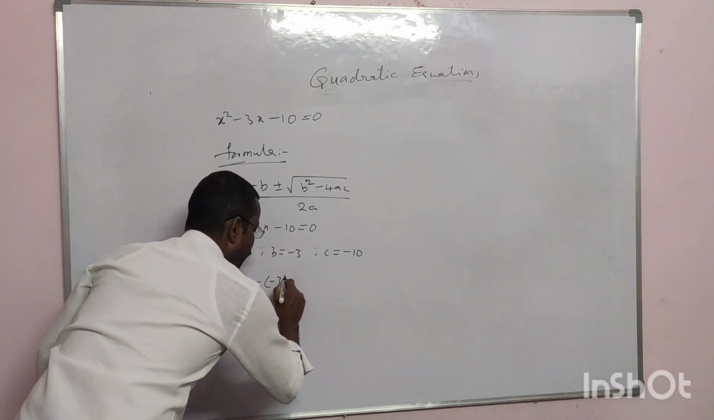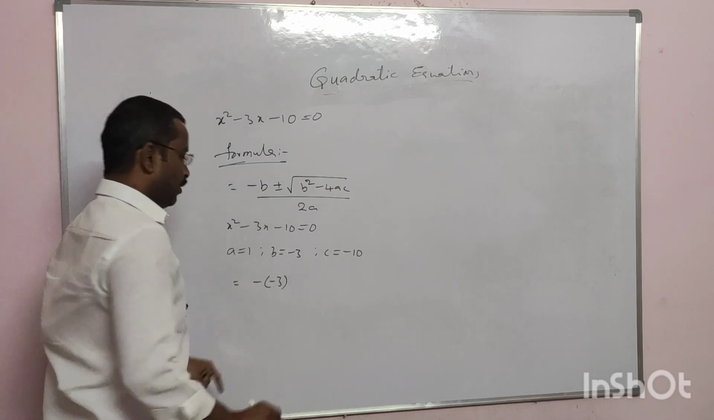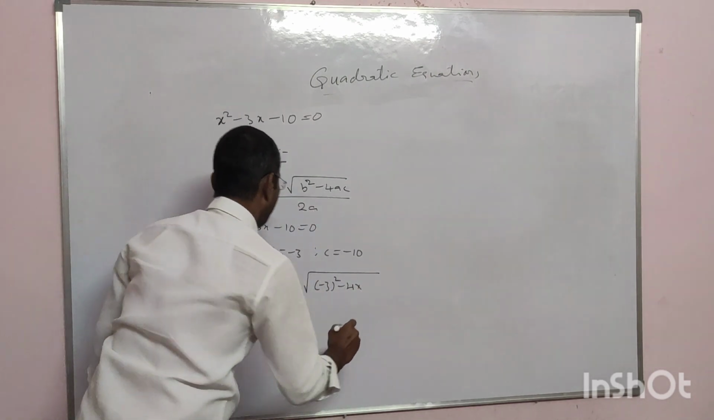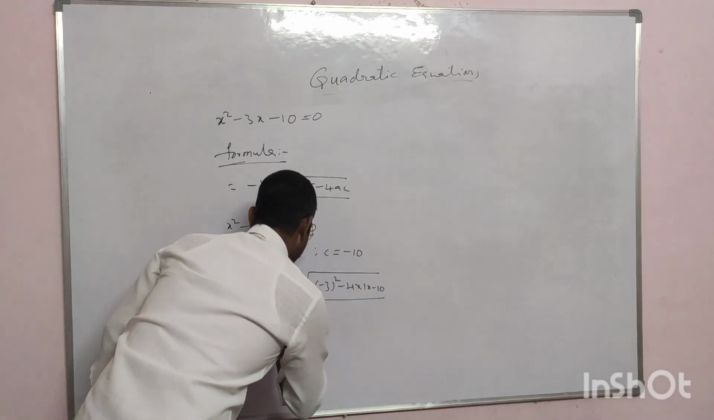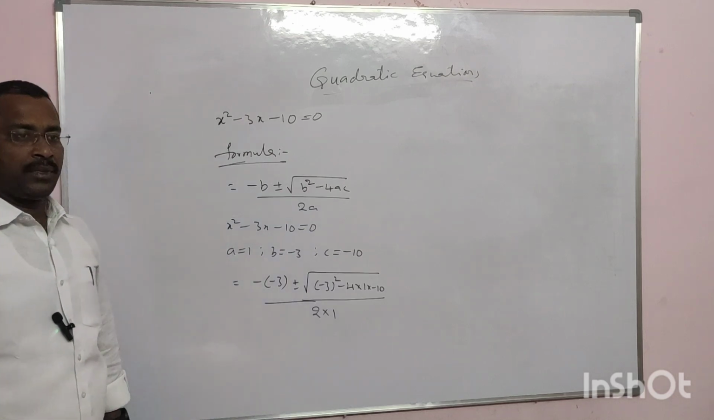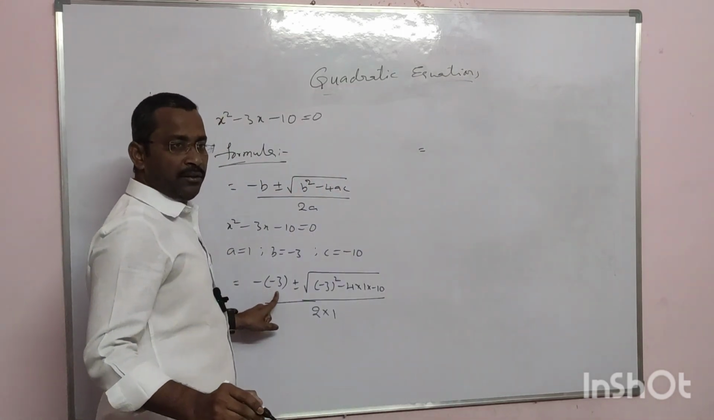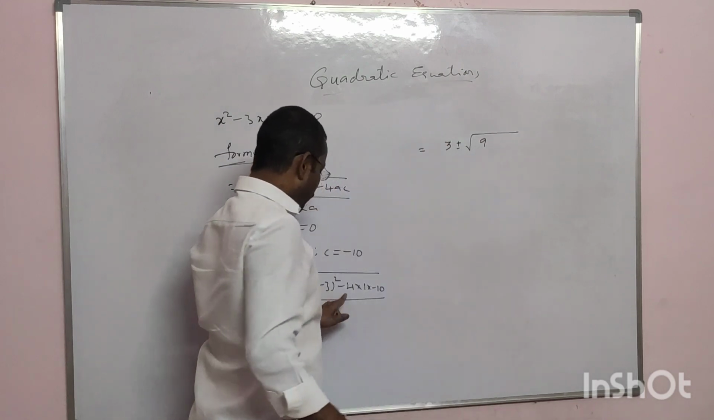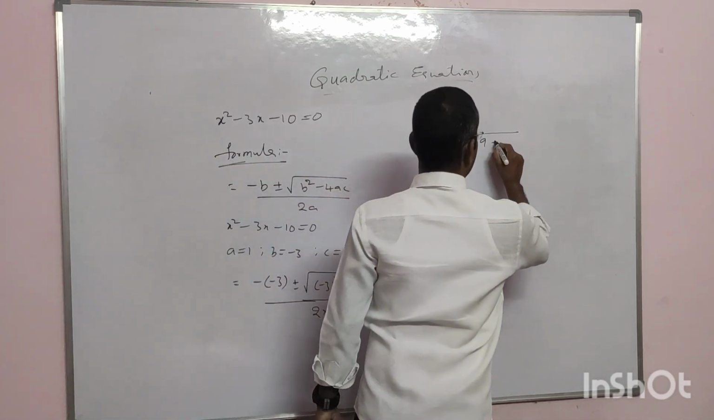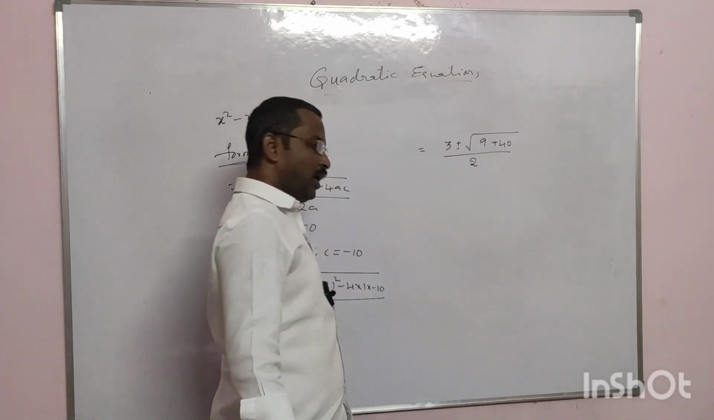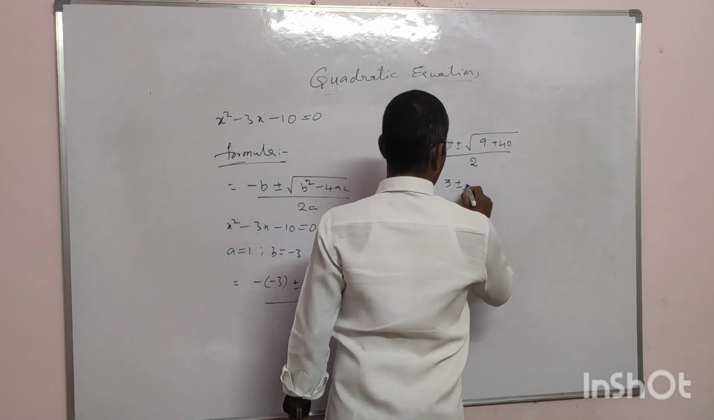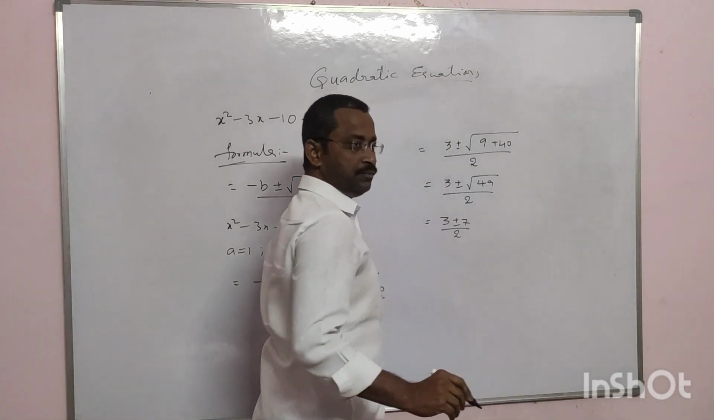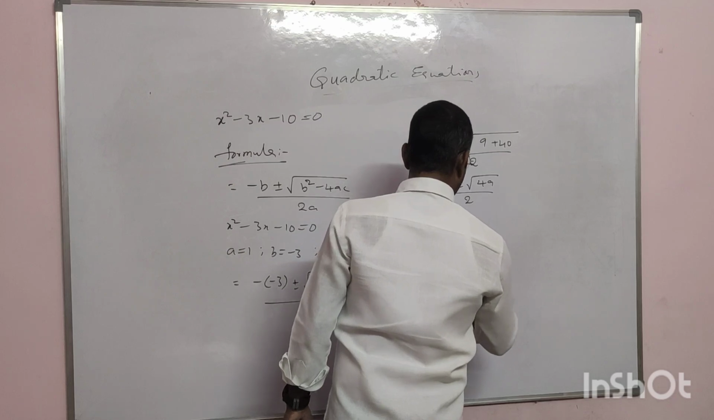Minus b means minus of minus 3, plus or minus under root of b square, minus 3 whole square, minus 4 into 1 into minus 10, by 2a, 2 into 1. Come to the next step: minus of minus gives plus 3, plus or minus under root of 9, minus into minus plus 10 fours are 40, so plus 40, by 2a which is 2. 2 ones are 2. Next, 3 plus or minus under root of 49 by 2. 3 plus or minus 7 by 2. Then what will you do? 3 plus 7 by 2.